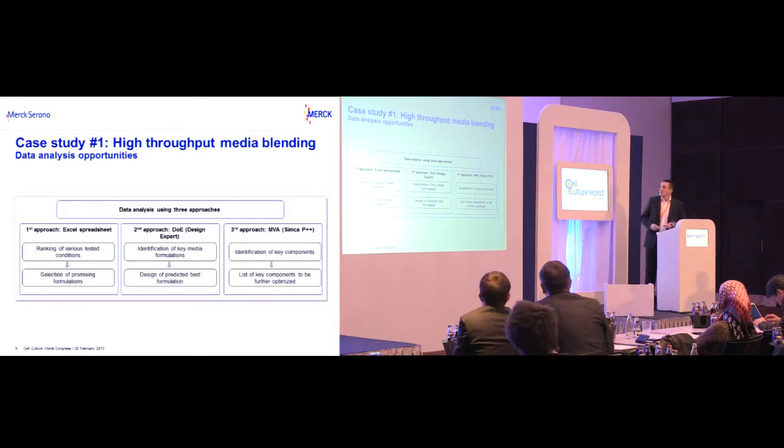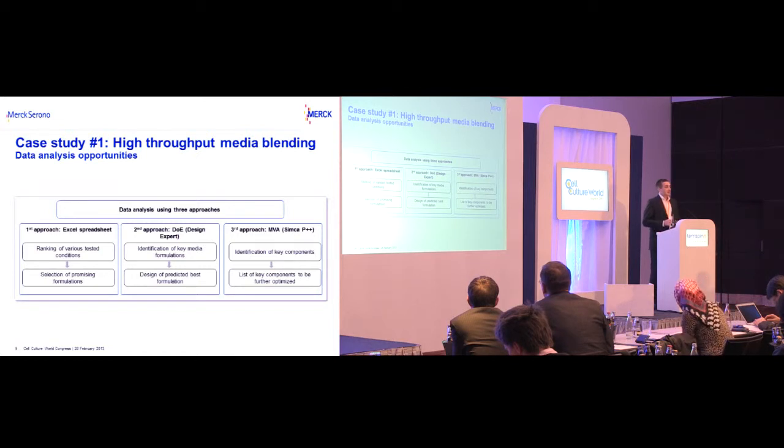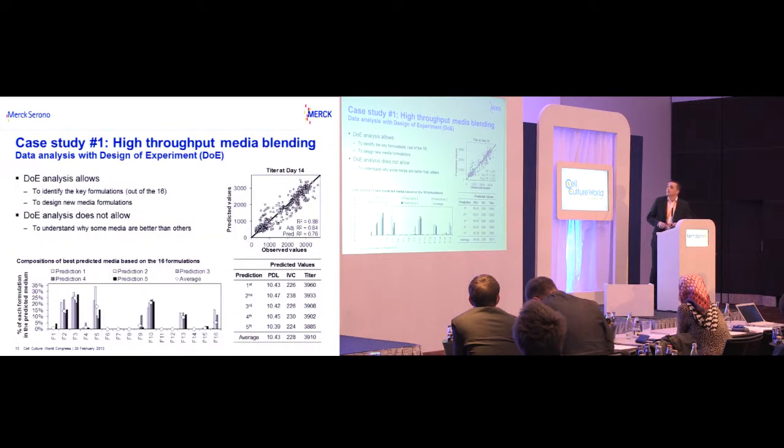And the third way of analysis was doing multivariate analysis. Here, the goal was to identify the key components that drive our performance down or up. The output of this was a list of components that could be interesting to further analyze to improve your process. So here, it's an overview of the results that you can obtain with the design of experiment approach.